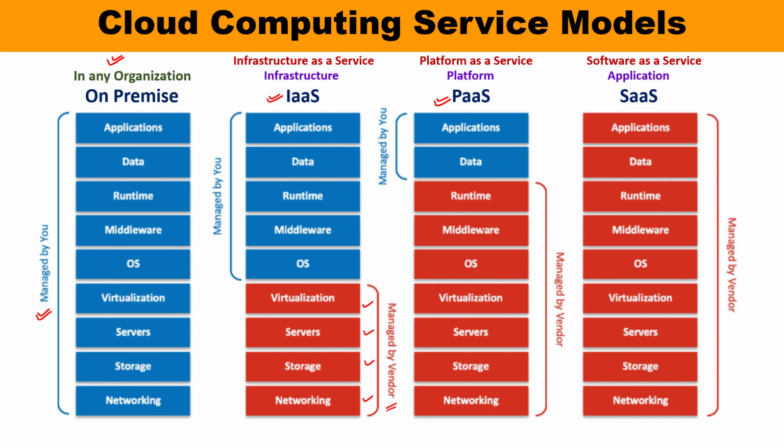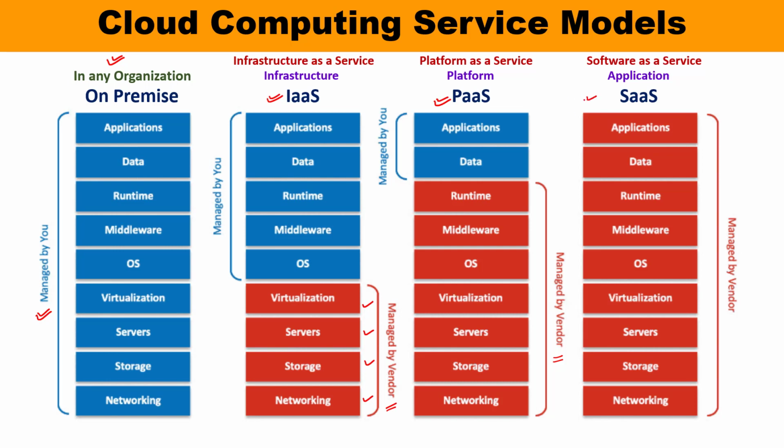Means here you can see this PaaS is what? Infrastructure plus platform. So the infrastructure means runtime, middleware, operating system, virtualization, servers, storage, networking, everything is managed by the vendor. And you need to manage only the data and the application. Database is also managed by the cloud vendor, right? That is what the PaaS is.